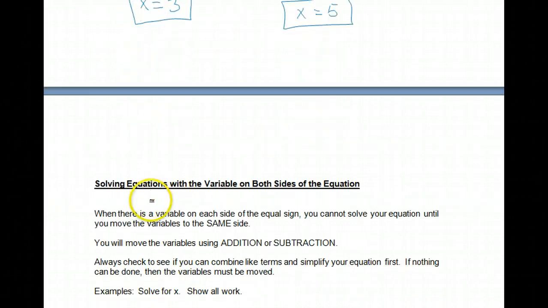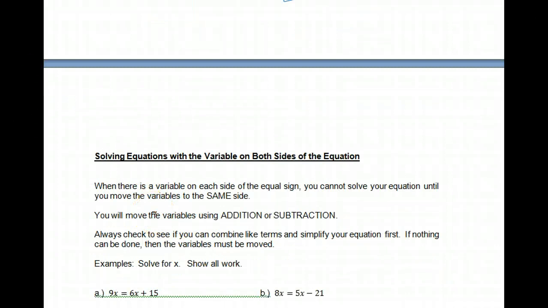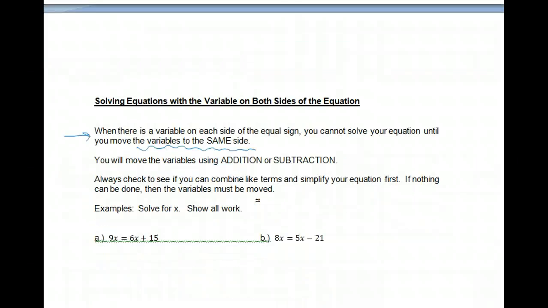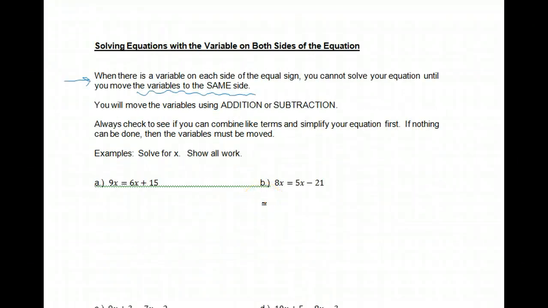Often, you will have equations that have a variable on both sides of your equal sign. When this happens, you cannot solve your equation until you move the variables to the same side of your equation. You can move them to the right or you can move them to the left. That doesn't matter. What matters is that you get your variables onto the exact same side of your equal sign.